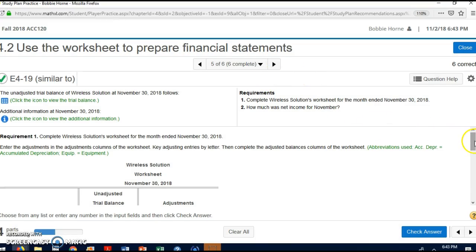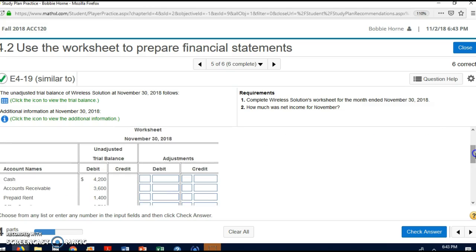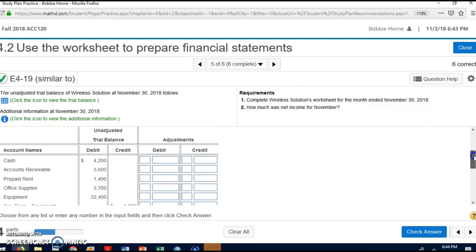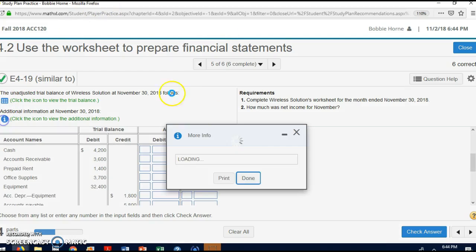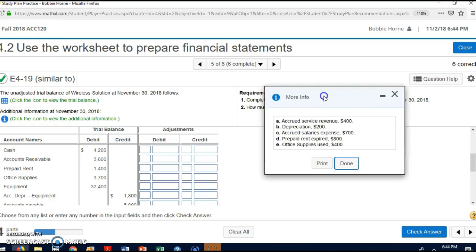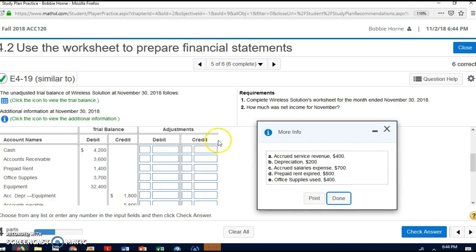Okay, this is the worksheet problem from chapter 4 that will be on your midterm. So we already have the trial balance entered for us. We just have to do the adjusting entries. So the first journal entry we need to do is accrue service revenue. So we're going to debit accounts receivable for the 400.